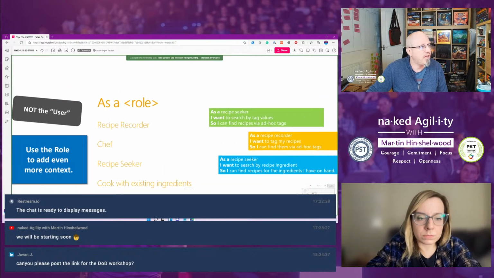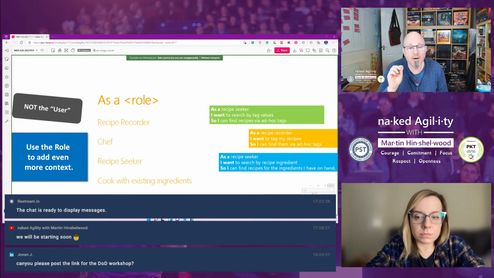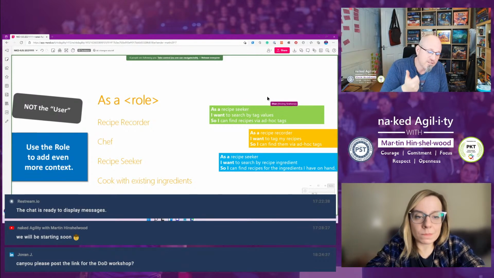And on the left-hand side, I've got recipe recorder, chef, recipe seeker, cook with existing ingredients, right? Might be a scenario. Be as specific as you can. And I see in some organizations, they might name a specific person if they're a known person within the organization, right? The CTO wants something that they interact with, or the CFO wants something.